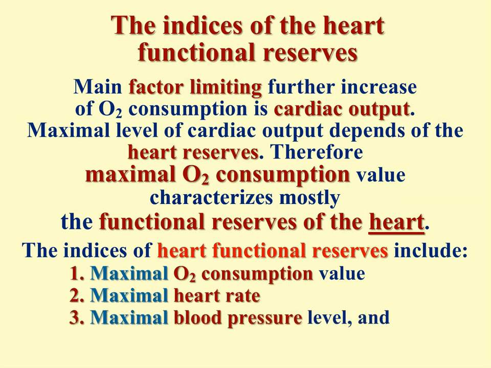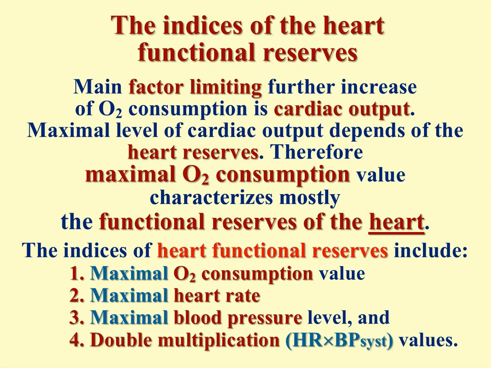Then maximal blood pressure level achieved by the work of the heart. Also, in investigations, they use an index that uses both values, heart rate and pressure level. It's called the so-called double multiplication. Not correct, but it's named like this. They multiply the heart rate by the systolic value of blood pressure achieved at maximal exercise. And this one index characterizes both at the same time. It's more a theoretical index, of course, not clinical. It's mostly for sport medicine.